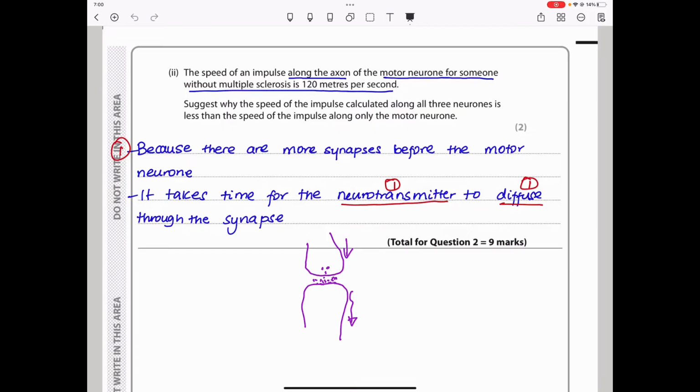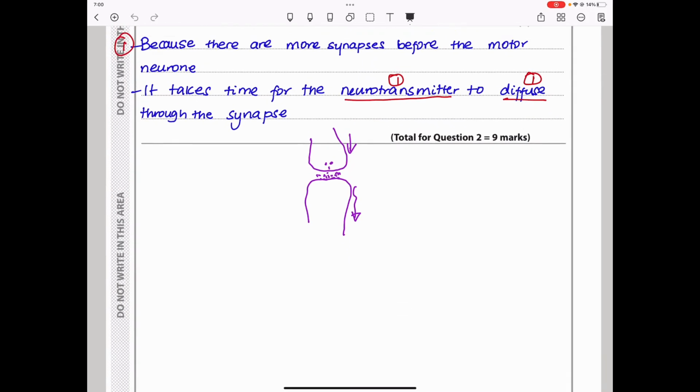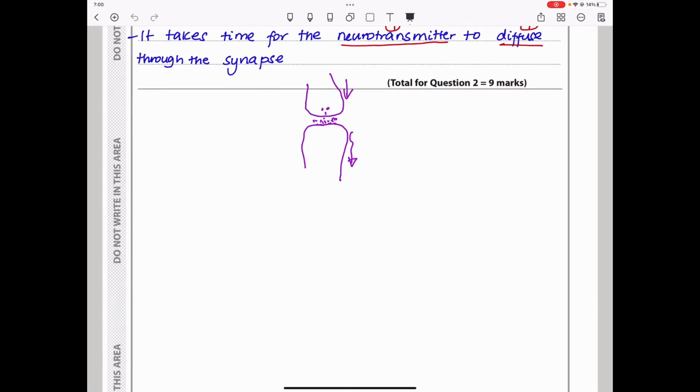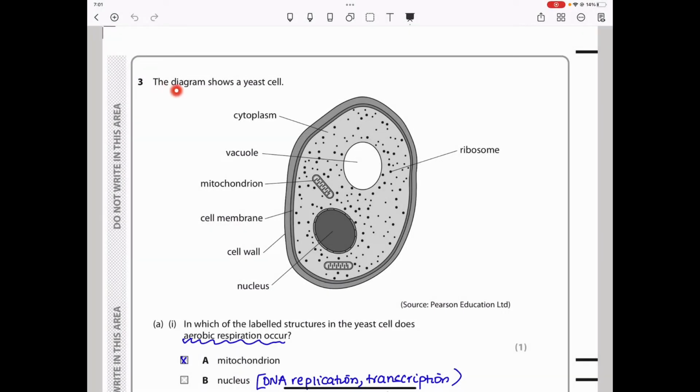So this brings us to the end of this question 2. I hope the explanation makes sense to you. Let us continue to question 3. Question 3, the diagram shows a yeast cell. So this is the yeast cell they've given us. We see the cytoplasm, the vacuole, the mitochondria, the cell membrane, cell wall, nucleus, and so on. There is a ribosome as well.